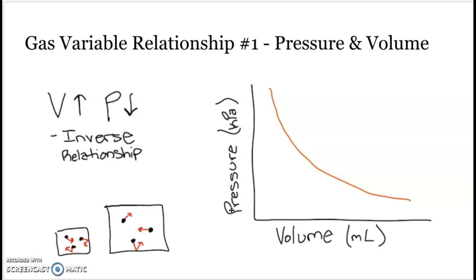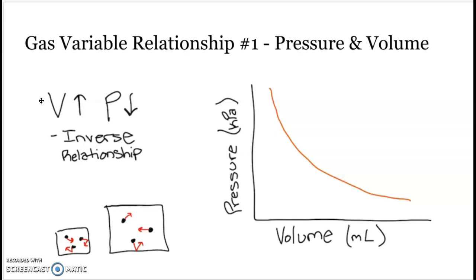As I look at this graph, I see that as the container is getting bigger, so we're moving from left to right, the pressure is going down. As volume increases, pressure decreases. That is what this graph is telling us. You may remember this from math, but as one variable goes up and the other goes down, that's what we call an inverse relationship or an indirect relationship.